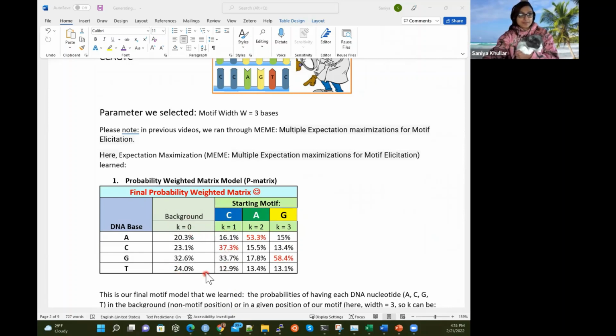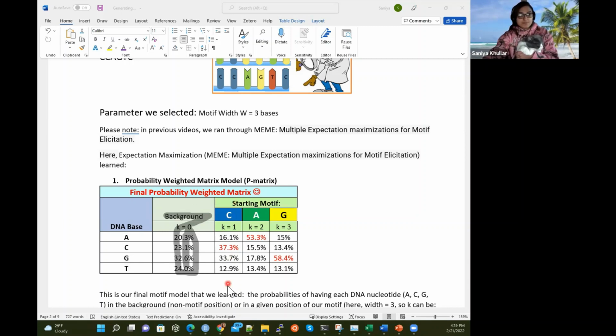So here, these are the backgrounds. The probability of having A in a non-motif position is 20.3%. C in a non-motif position is 23.1%. G in a non-motif position is 32.6%. And T in a non-motif position is 24%. But we're not going to be concerned about that when we're trying to do the sequence logo. We don't worry about this part here. We focus only on the motif parts.